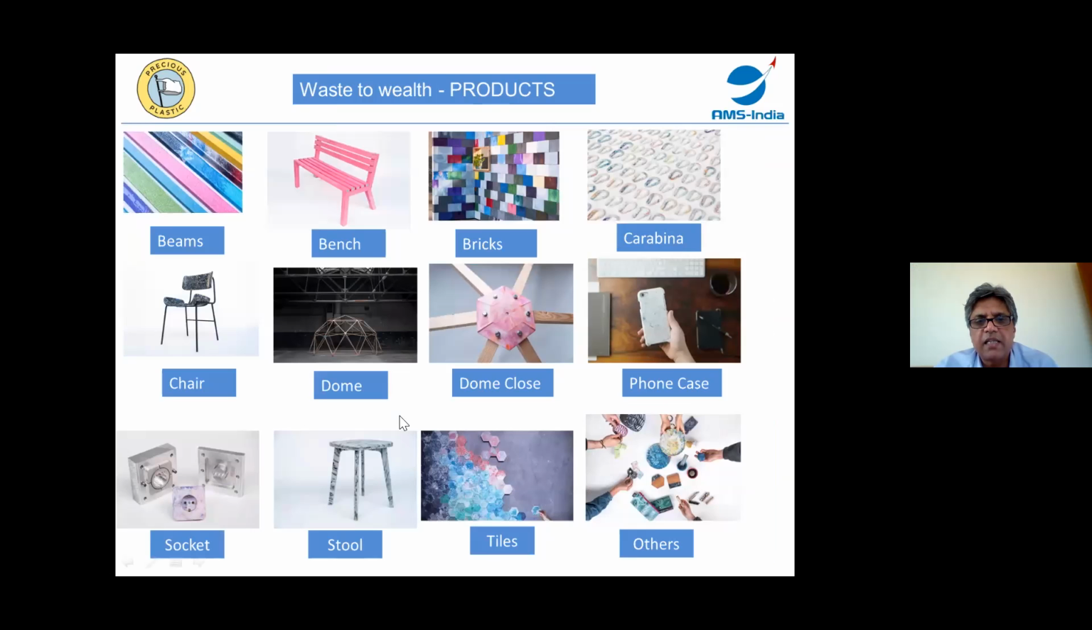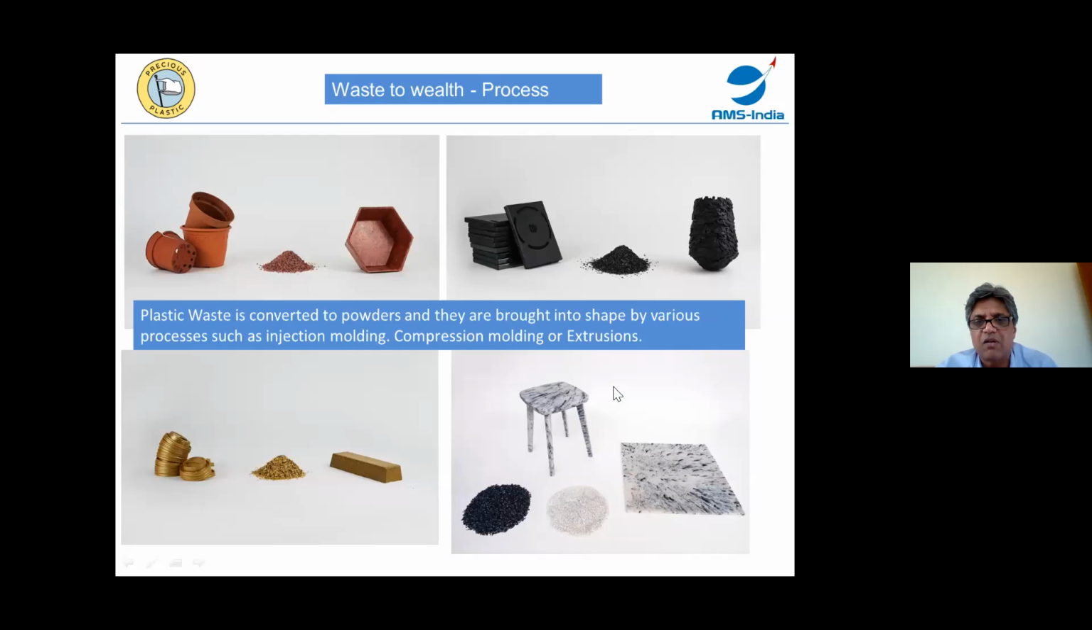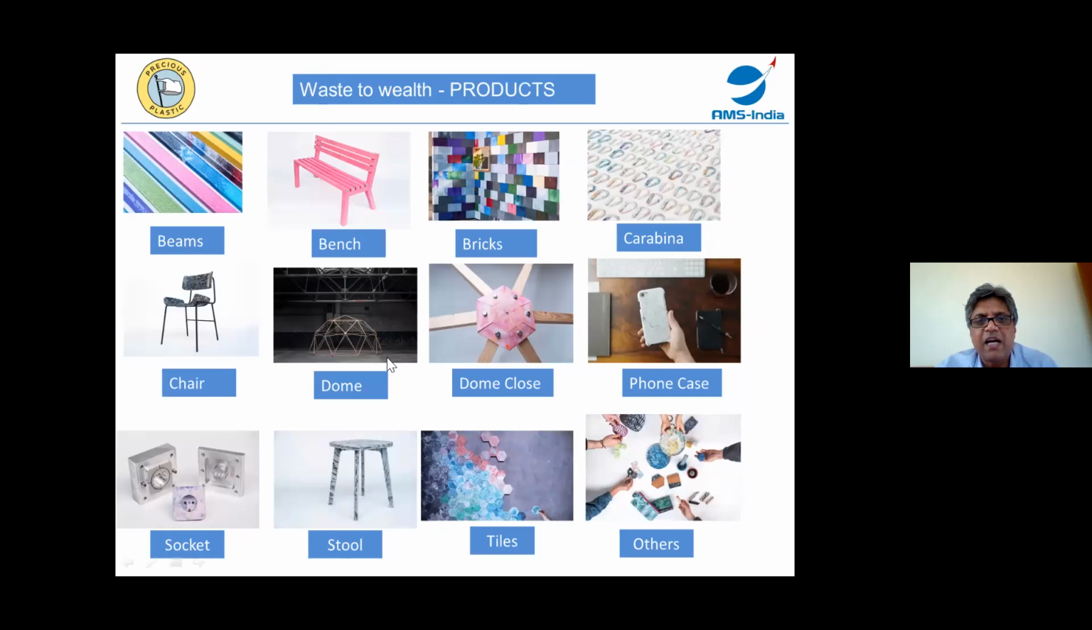See, some of these are injection molded parts, simple parts. They're all hand injection molded. We don't need to go for machine injection molding. Like I showed you over here, this is a machine with which all these are made. It is a simple heater, but with a manual extruder where you press it in the hand and the material comes out. And then we have dies for all these simple things.